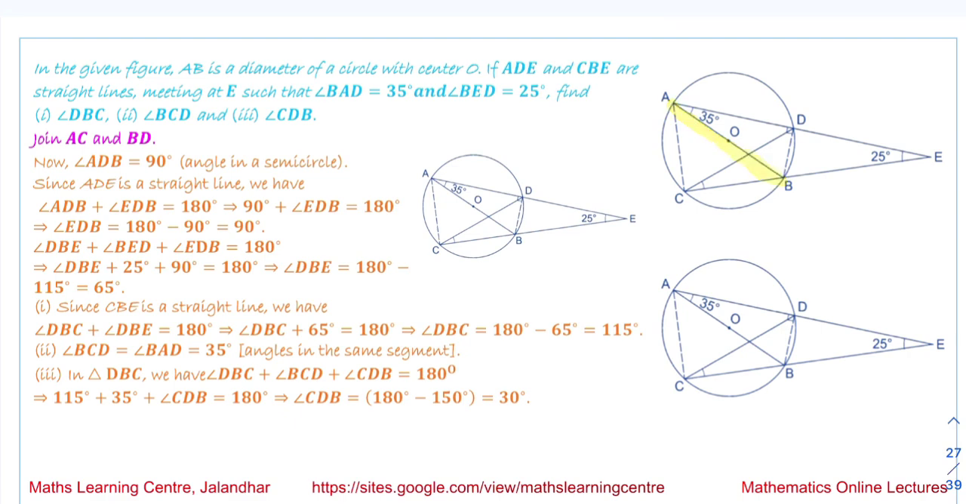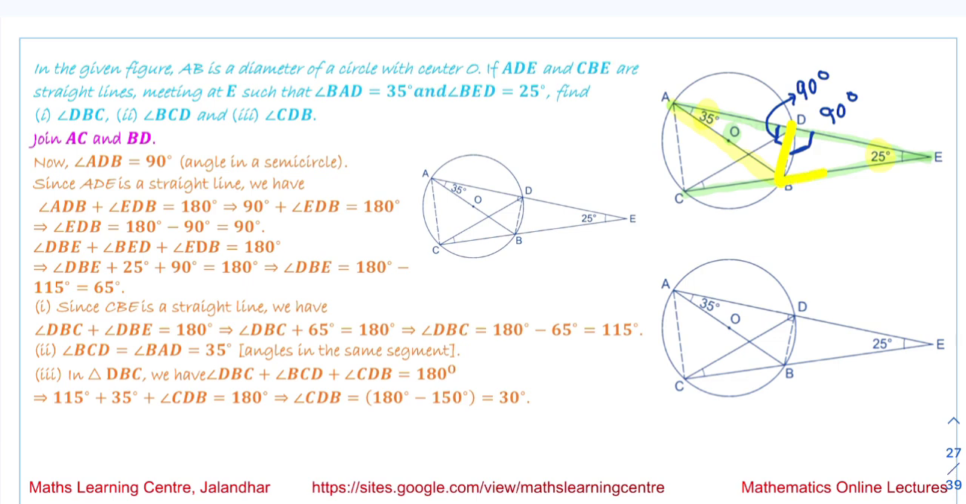Now in this next question we are given that AB is the diameter of the circle with center at O. This O is the center over here and this is the diameter of the circle. If ADE is a straight line, and CBE is a straight line. At this point E, this angle is 25 degrees, and at A this angle is 35 degrees. So if we look at this triangle, the angle at D is 90 degrees.